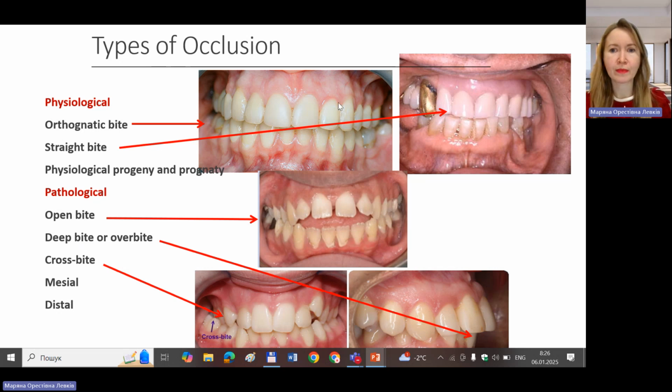Types of occlusion can be categorized as physiological and pathological. Physiological types are subdivided into orthognathic bite, straight bite, physiological progeny and prognathy, and pathological types of bites are subdivided into open bite, deep bite, and cross bite. Separately, mesial and distal bite can be outlined.